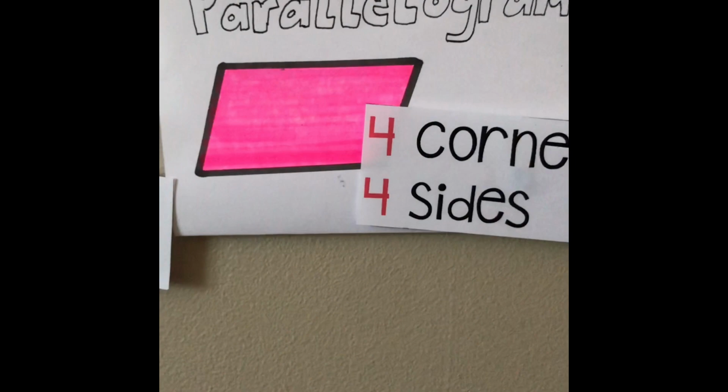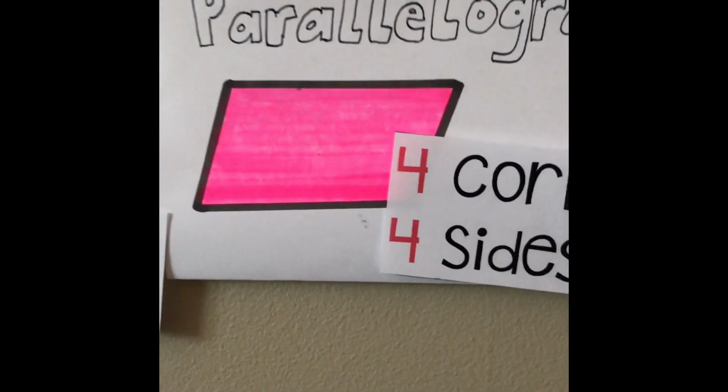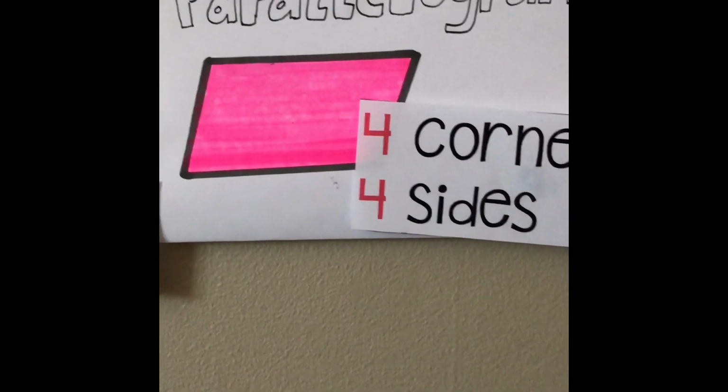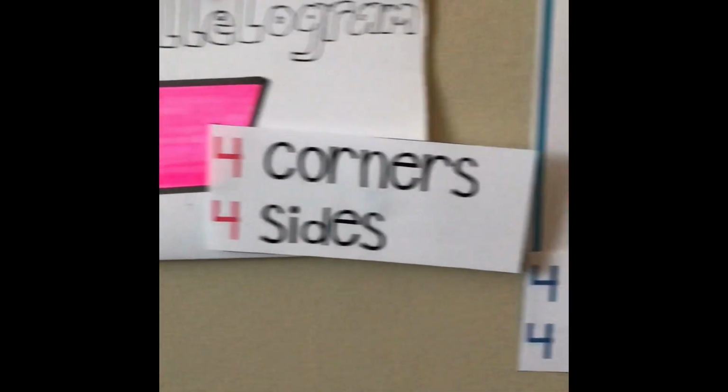And this next one has a really, really long name, and it's called a parallelogram. And this shape is like a rectangle, but on its side. So like a rectangle, it has 4 corners and 4 sides.